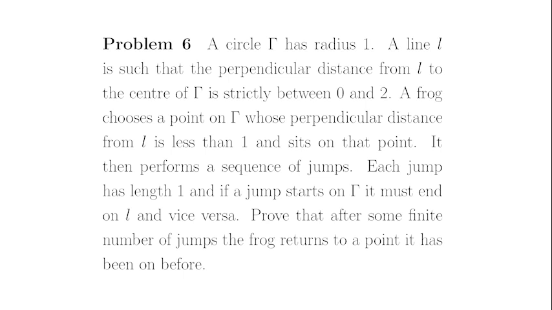Each jump has length 1, and if a jump starts on gamma, it must end on L, and vice versa. Prove that after some finite number of jumps, the frog returns to a point it has been on before.